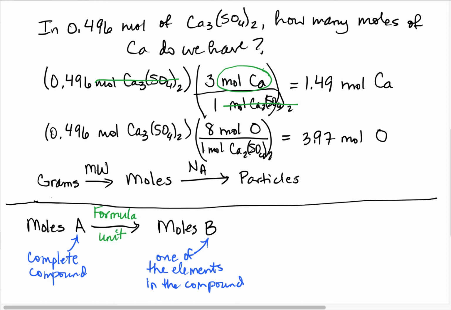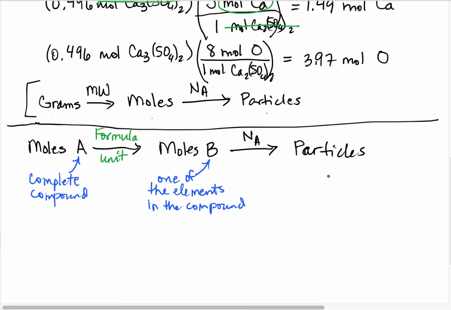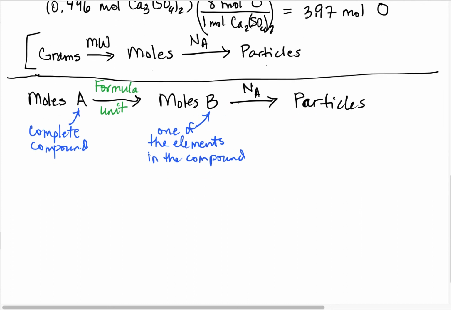So just like we did in our previous video where we could go from moles all the way over to particles, we can do that here as well. And we're going to do this exactly the same way that we did before. We're just going to use Avogadro's number. And depending on how many particles you need, if you are finding the particles for one of the components of the compound, like one of the elements, we're just going to apply Avogadro's number the same way that we did in the previous video.